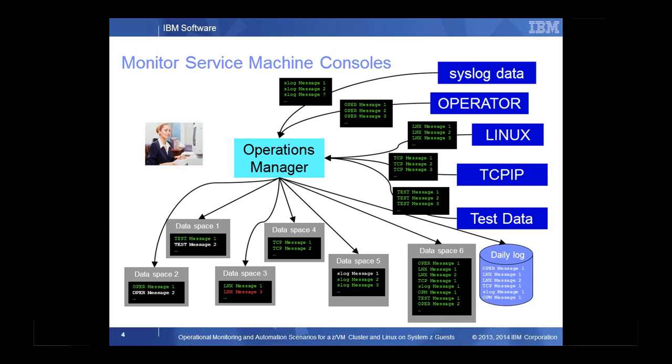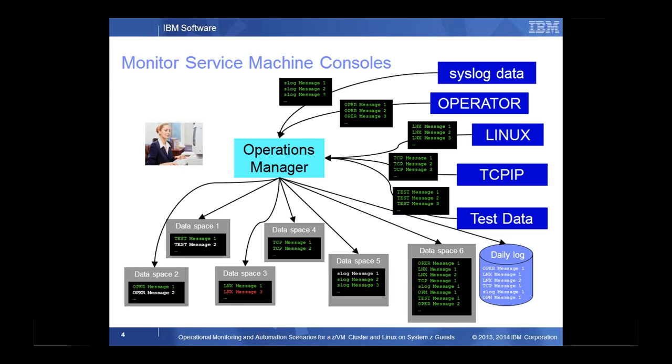Now remember, I said there might be filtering going on the left-hand side in these data spaces with highlighting and suppression. When we send everything to the log, we send it as is. Again, we want that to be your audit point of everything that happened. So even if you write a rule to suppress a message, that message will still show up in the log.